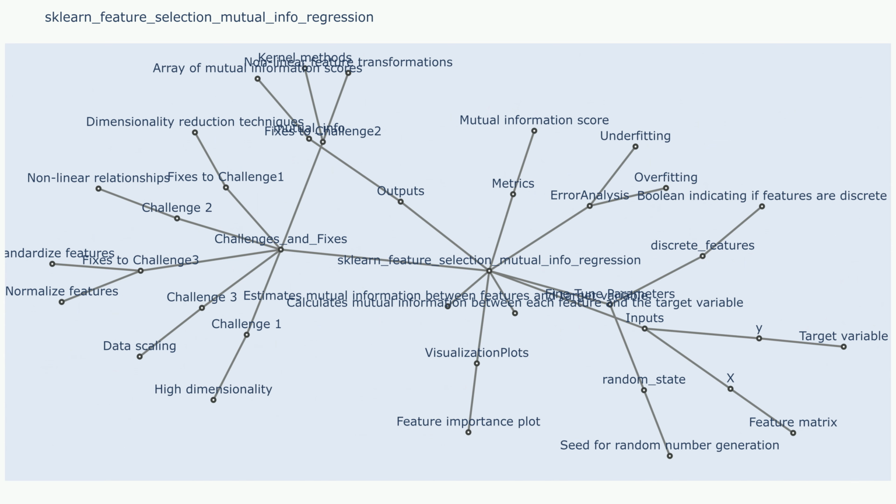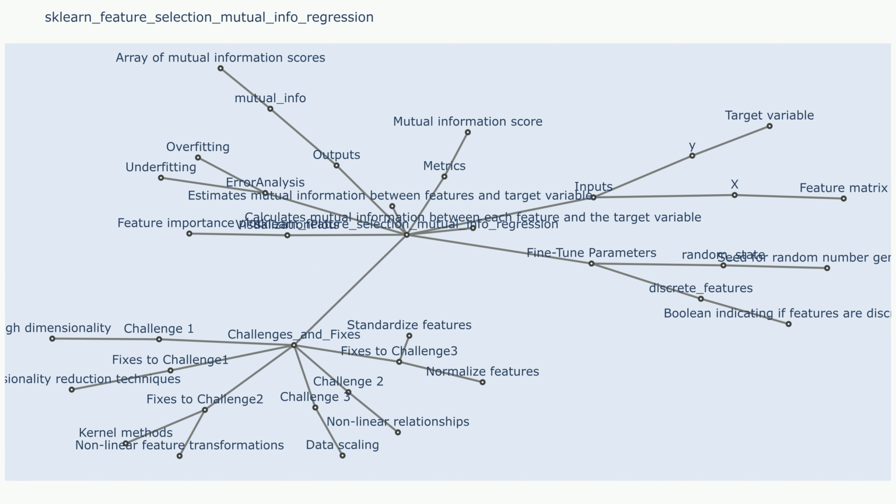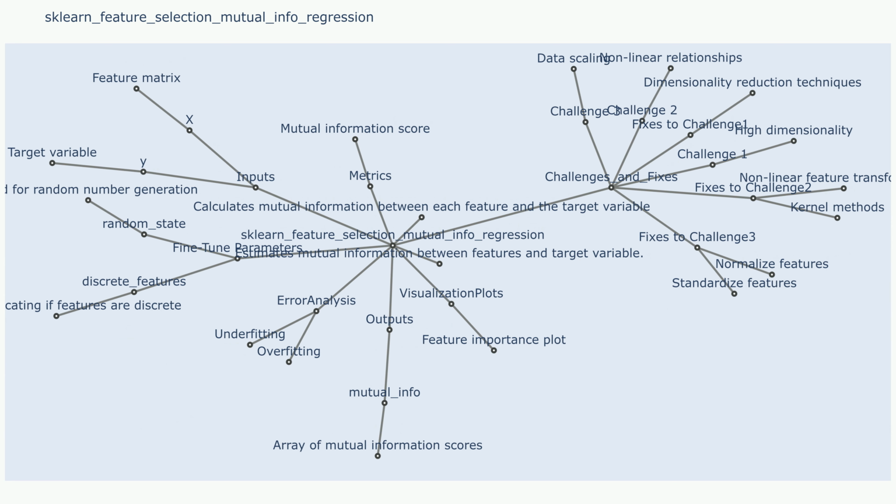Challenges and fixes. Challenge 1: high-dimensional data can lead to overfitting and unstable MI estimates. Sample use case that resulted in challenge 1: using a dataset with hundreds of features and limited samples. Fixes to challenge 1: feature dimensionality reduction techniques like principal component analysis (PCA), or feature selection methods based on other criteria, e.g., L1 regularization. Use ensemble methods like random forests to estimate the MI.